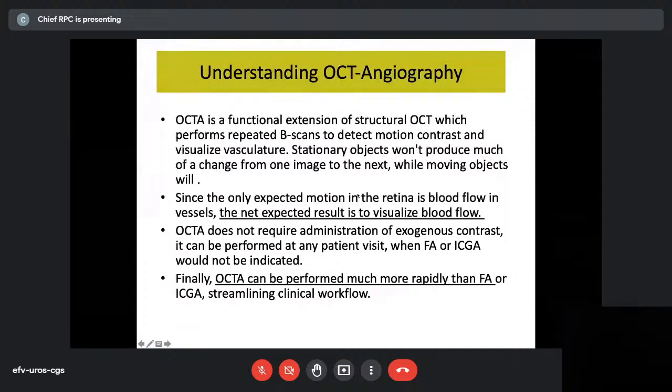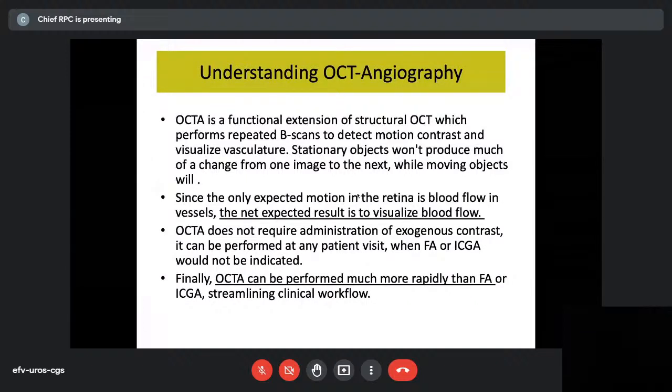So OCT-A, I'll come to the last part of this. What's the time? Half an hour. So OCT-A is a functional extension of the OCT. It basically performs repeated B scans to detect motion contrast, and the change in the motion. The motion contrast will visualize the vasculature. There's a very high speed of B scans taken, which detect the motion of the inherent RBCs in the blood flow.